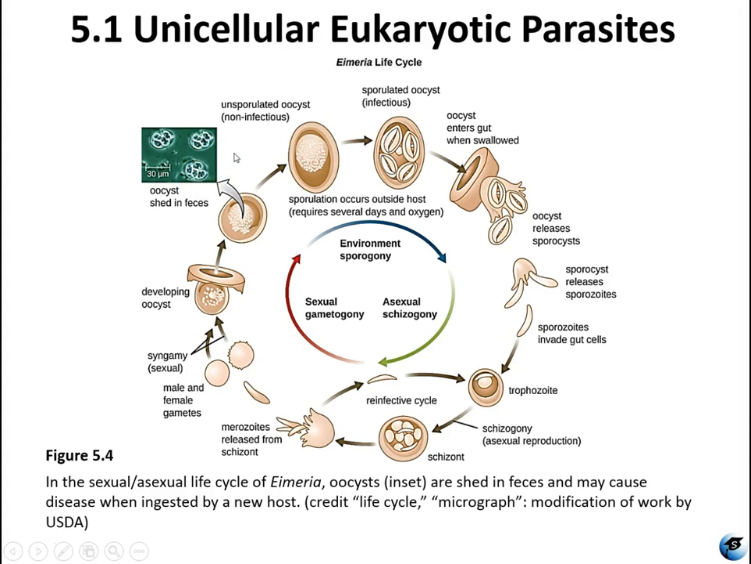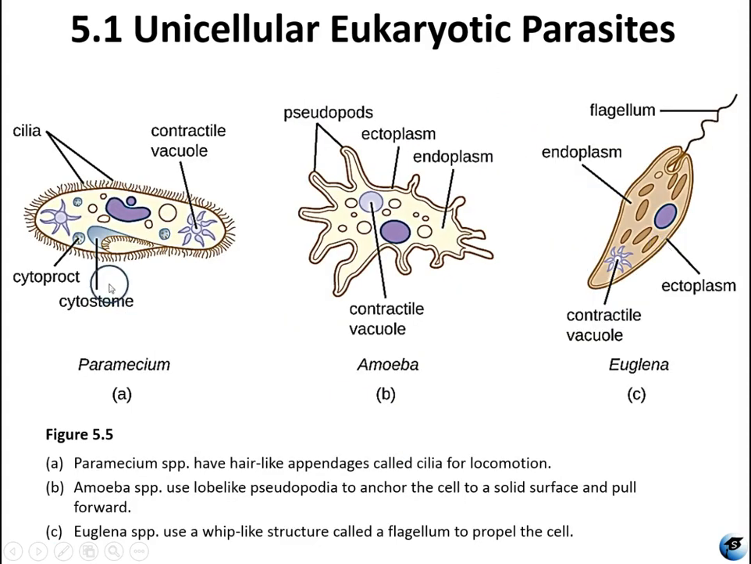These are some of the structures that are present in protists. In paramecium, you have this contractile vacuole. We also have cilia, right? And amoebas have pseudopods. Pseudopods means false foot, right? And then euglena have this flagellum. It's a monotrichous flagellar arrangement.